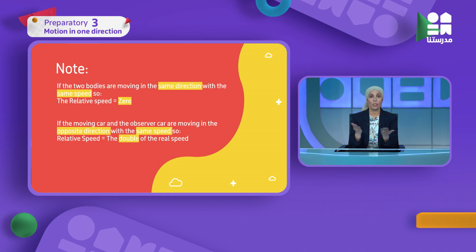Why? Because I'm going to add both together. So if it is 5, then 5 plus 5 equals 10. 10 plus 10 equals 20, and so on. So again, if the two moving cars are moving in the opposite direction but with the same speed, the net relative speed here is double the real speed.